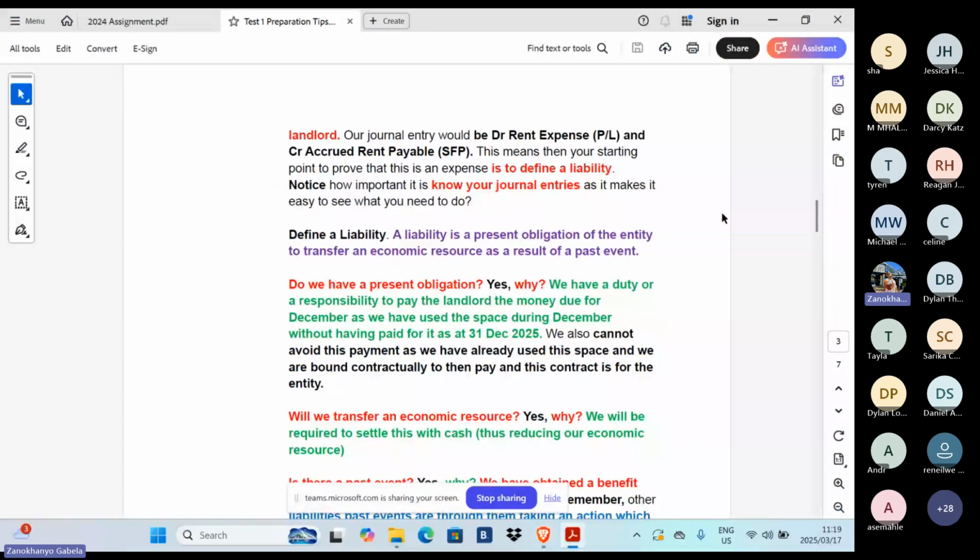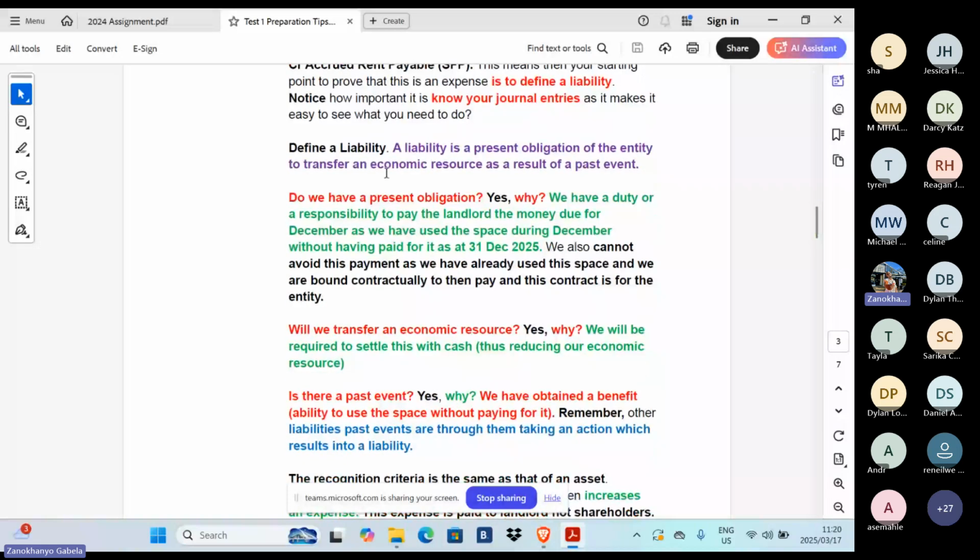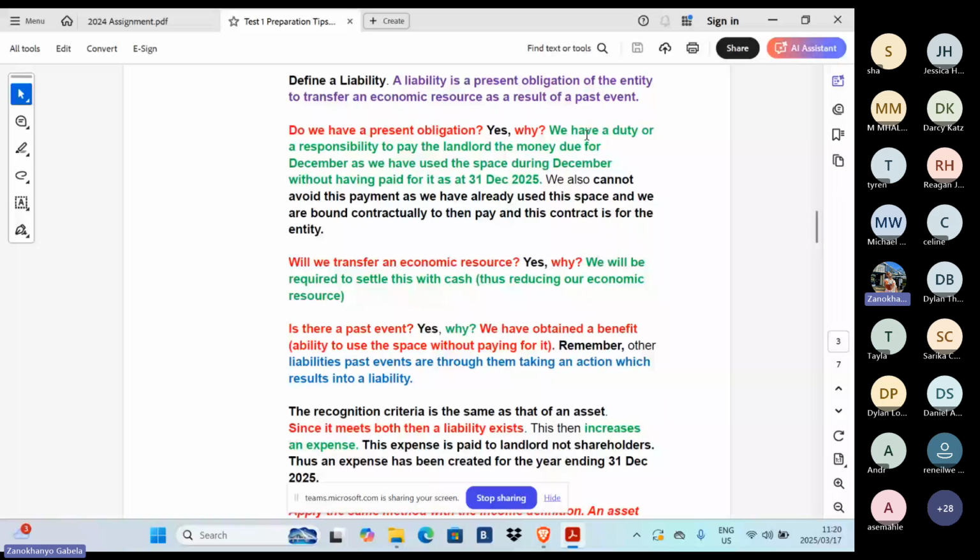So this is the part that I was doing. So you first define a liability. A liability is a present obligation of the entity to transfer an economic resource as a result of a past event, right? Do we have a present obligation? Oh, yes. Why do we have a present obligation? Remember now, we have a duty or a responsibility to pay the landlord the money due for December. Remember, we've used the space in December, so we ought to have a duty to pay back the landlord for the space that we've used. Also, we cannot avoid this payment, meaning that if we were to be bankrupt today and close off our business, we would still be liable to honor the rental agreement. No excuses. That's what it means.